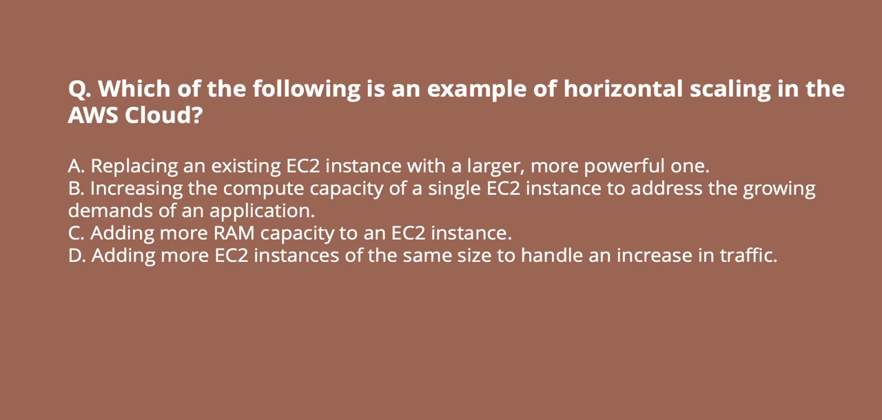So the correct option here is option D, adding more EC2 instances of the same size to handle an increase in traffic. So here we need to check the horizontal scaling. Horizontal scaling means we need to add more instances, like EC2 instances of the same size, to handle the increase in traffic. So if there is an increase in the traffic, for this we need to do the horizontal scaling.